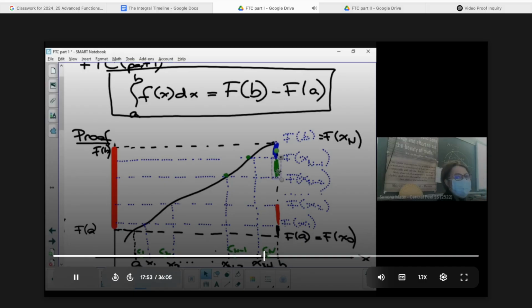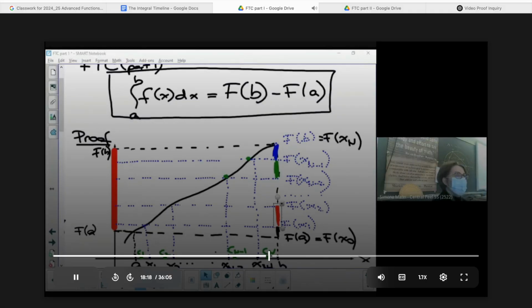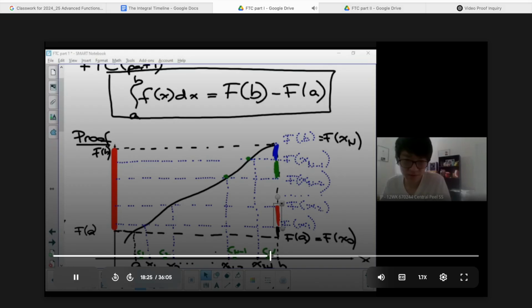How about the green segment over here? Jocelyn, how do we write the green segment over there? F at xn minus 1 minus f at xn minus 2, correct? And so on. How do I write my red line over here? Let's see who's helping me from home. Jeremy, red line. f at x2 minus f at x1.